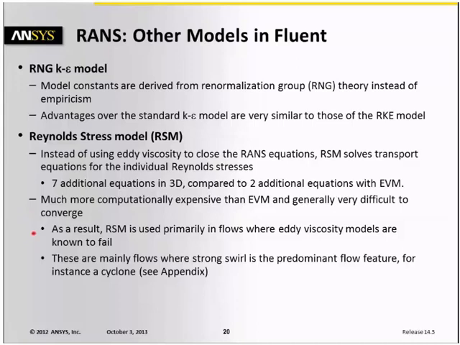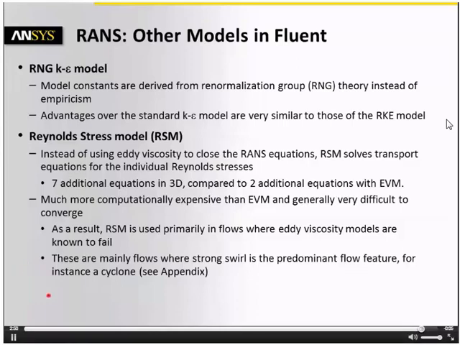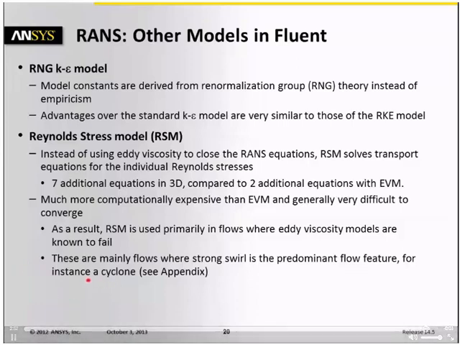Because of this, Reynolds stress modeling is typically used only in flows where it's already known that eddy viscosity models are going to fail, and Reynolds stress models are guaranteed to give better accuracy. A particular class of flows like this are flows which involve strong swirl, or where strong swirl is a predominant flow feature. And there's a good example of this if you look in the appendix and see the case study of the flow in the cyclone.